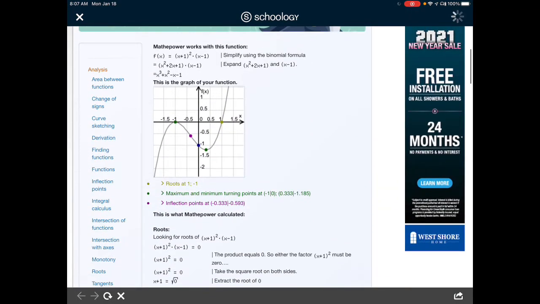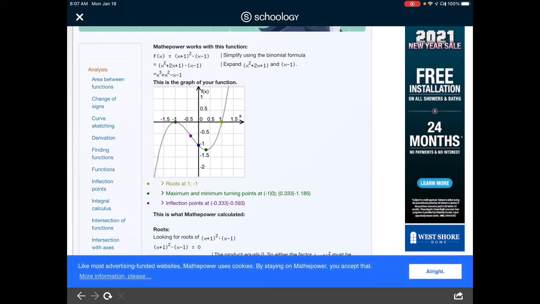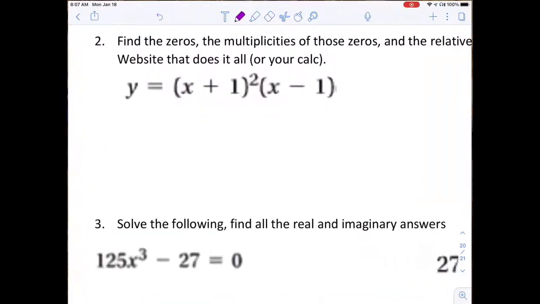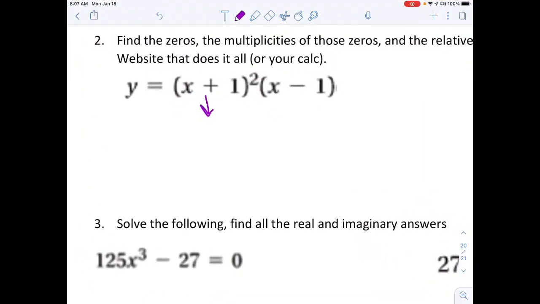So you type in your equation, hit find the roots. And so I have roots at 1 and at -1. I knew that just based on the equation though, right? We knew this one's going to give us x plus 1 equals 0, x equals negative 1.